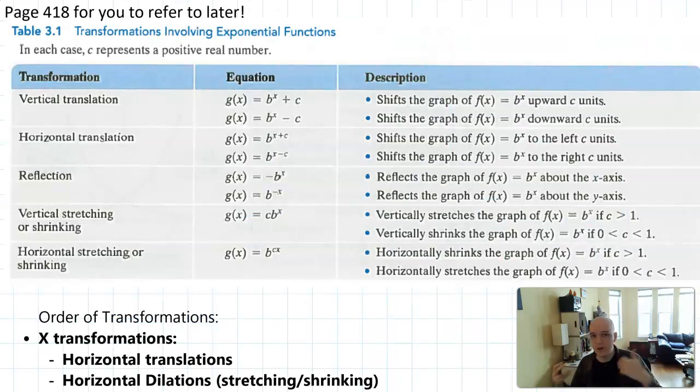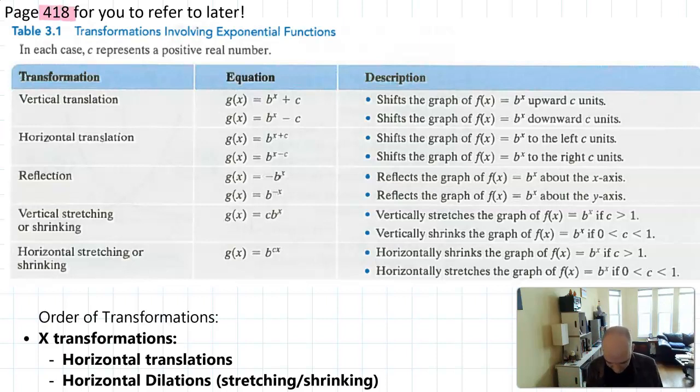Okay, so we know what the graph of exponential parent functions looks like. Let's talk about transformations. It's maybe been a while since we've transformed any graphs, so here's a quick recap of transformations. This is a nice chart from the book.